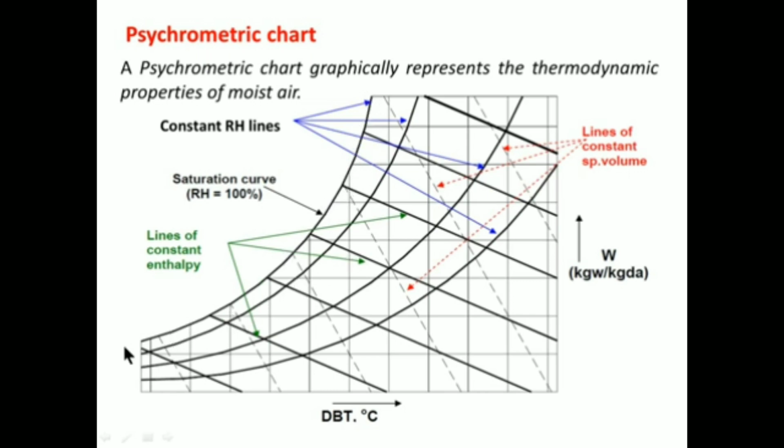The curves which are in similar pattern to the saturation curve show the constant relative humidity lines. These thick solid lines represent the constant value of specific enthalpy, whereas these dotted lines represent the constant value of specific volume. That's why they are called lines of constant specific volume.